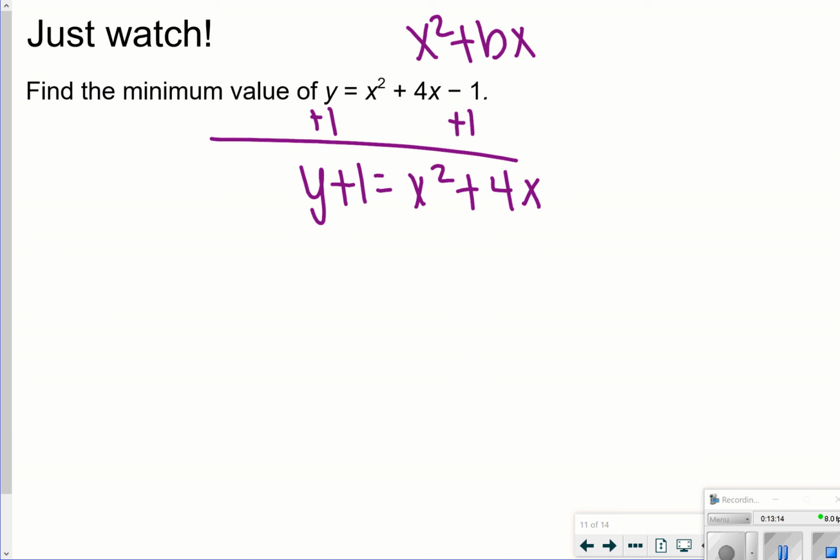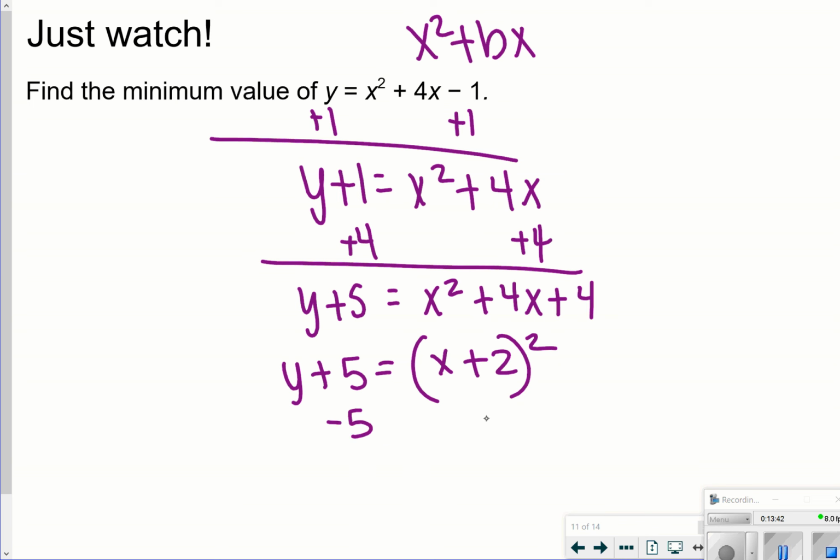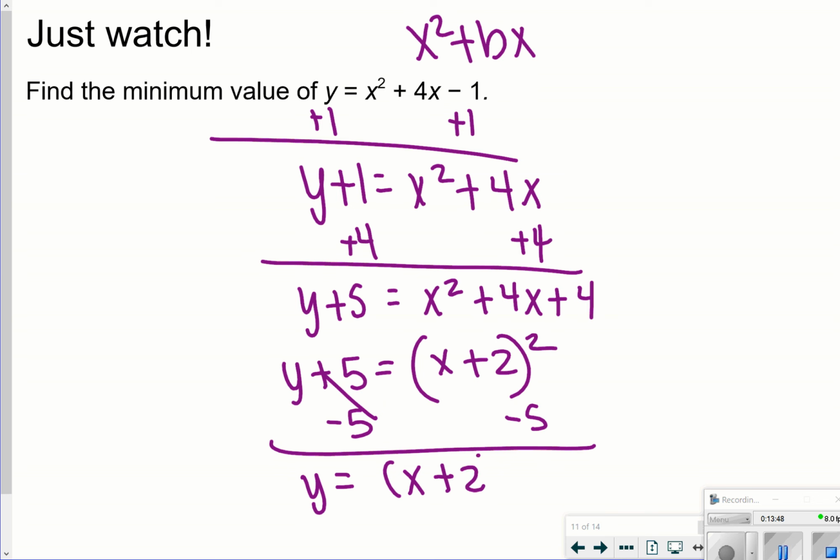Next, what I'm going to do is complete the square. Half of 4x is 2, so 2 squared is 4, so I'm going to add 4 to both sides. So that would be y plus 5 is equal to x squared plus 4x plus 4. And then go ahead and write your factored version, x plus 2 squared. And then I'm going to subtract 5 from both sides to put it in vertex form. So I get y is equal to, parentheses, x plus 2 squared minus 5. So this, again, is vertex form, back from chapter 8.